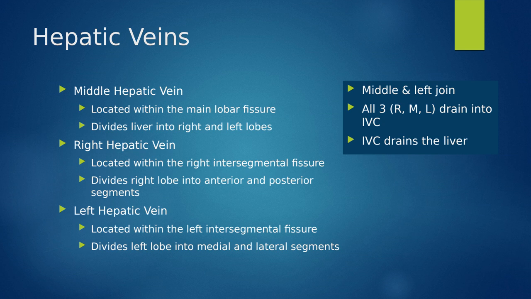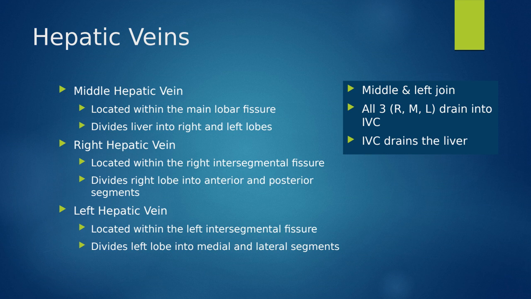The middle hepatic vein, we had mentioned previously, is going to be located within the main lobar fissure. It's also going to help to divide the liver into those right and left lobes. Our right hepatic vein is going to be in the right intersegmental fissure, like we had previously said, helping to divide that right lobe into anterior and posterior segments. And then the left hepatic vein is located within the left intersegmental fissure, again, dividing the left lobe into medial and lateral segments, all communicating right with that IVC.